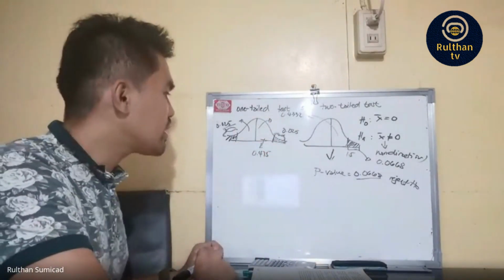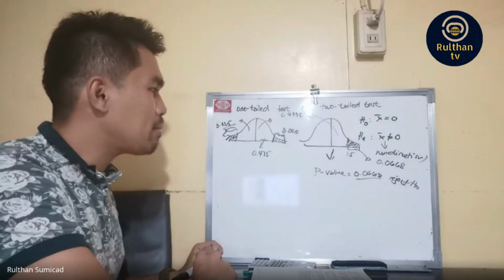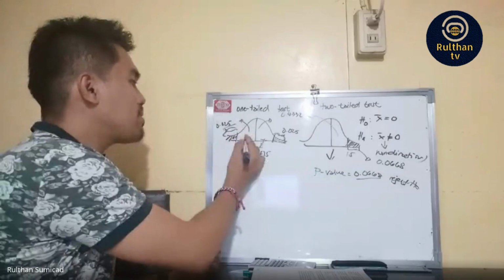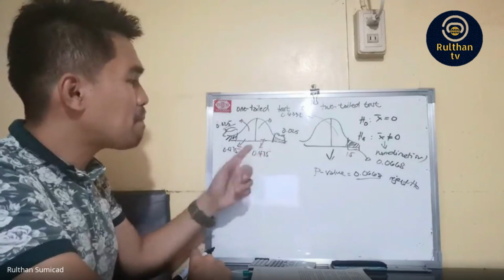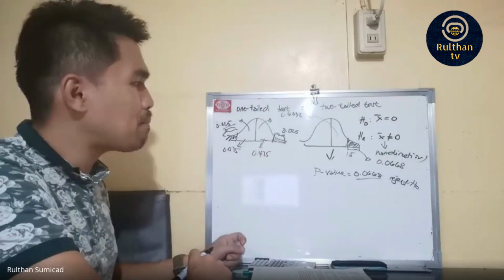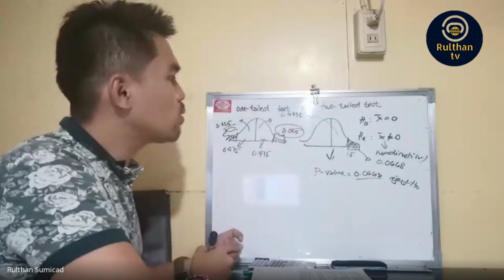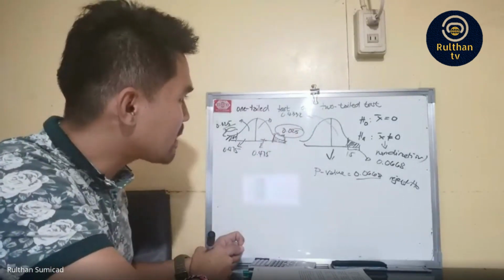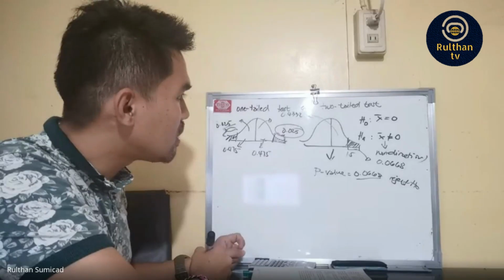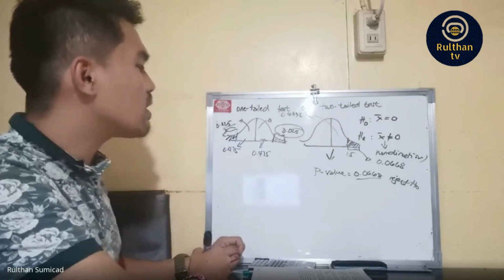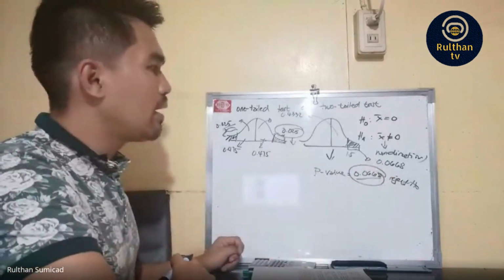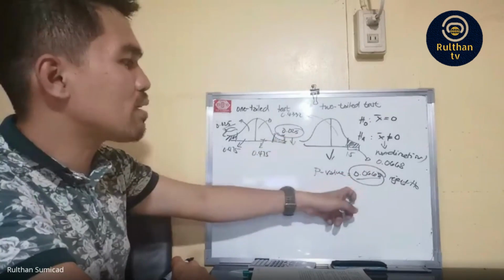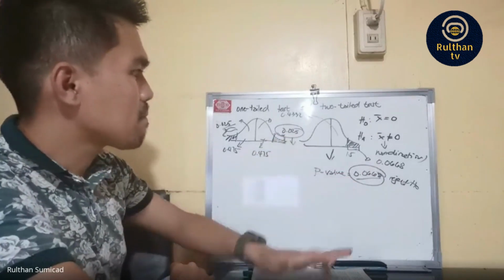Okay? 0.475. That's 47.50%. At the same time, this area is also 0.475. Now, if that's the case, the probability of rejecting the null hypothesis, the p-value, is this one, 0.025. So if we compare this value to this one, which is greater, 0.025 or 0.0668? This is greater than this one.